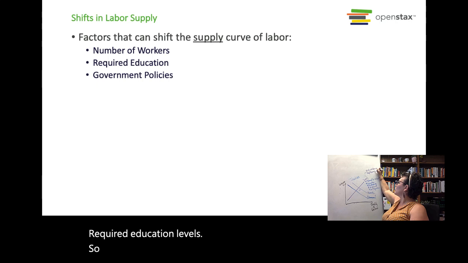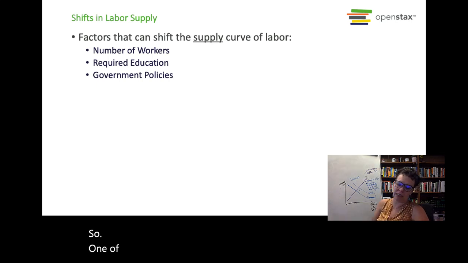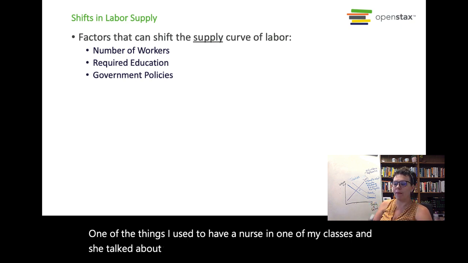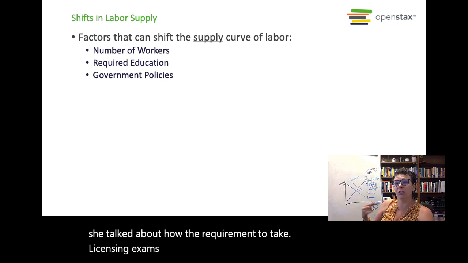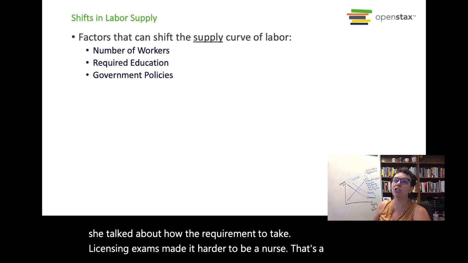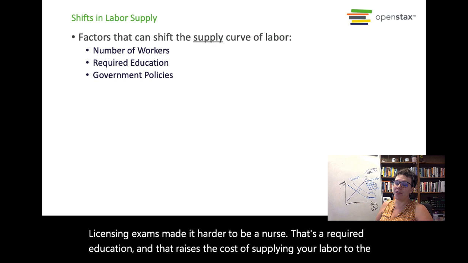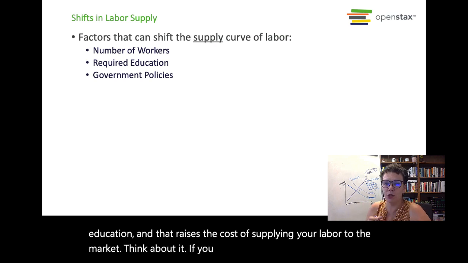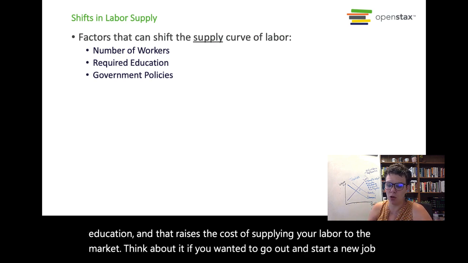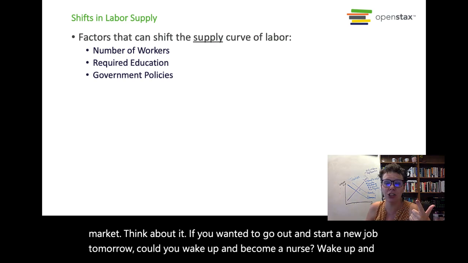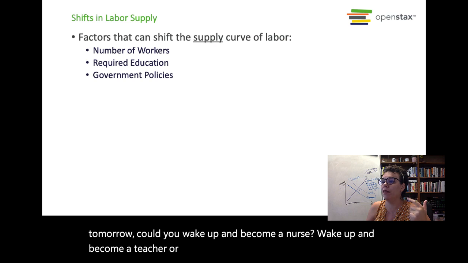So one of the things, I used to have a nurse in one of my classes, and she talked about how the requirement to take licensing exams made it harder to be a nurse. That's a required education, and that raises the cost of supplying your labor to the market. Think about it. If you wanted to go out and start a new job tomorrow, could you wake up and become a nurse, wake up and become a teacher, or wake up and drive for Uber?